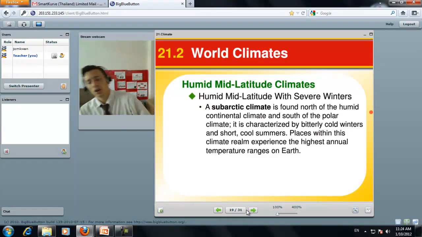Next, on slide 19, our humid mid-latitude climates with severe winters. A subarctic climate is found north of the humid continental climate and south of polar climate. It is characterized by bitterly cold winters and short, cool summers. Places within this climate realm experience the highest annual temperature ranges on Earth.